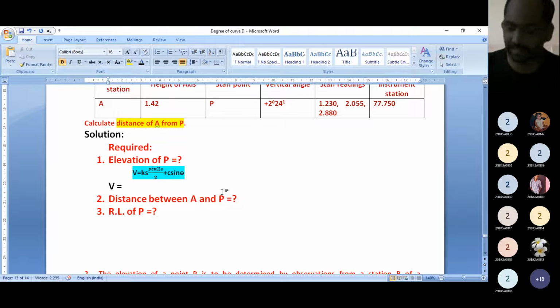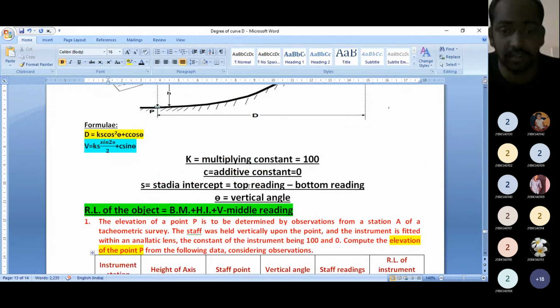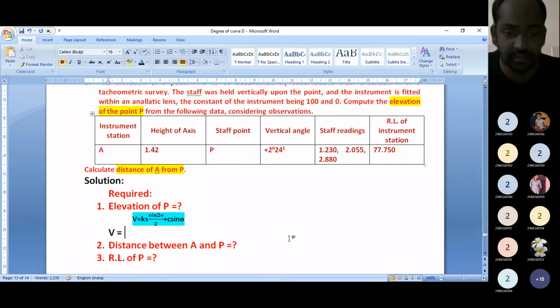What is K? K is the multiplying constant. We have to always take the K value as 100.